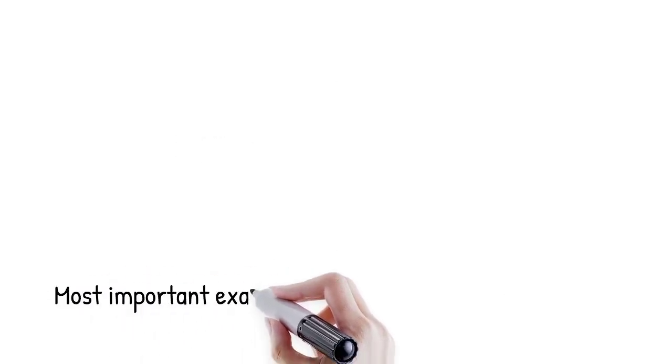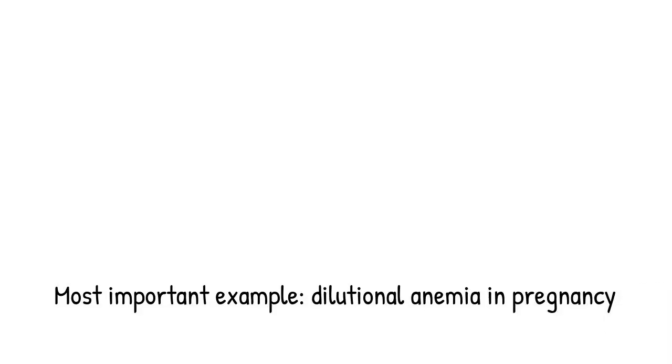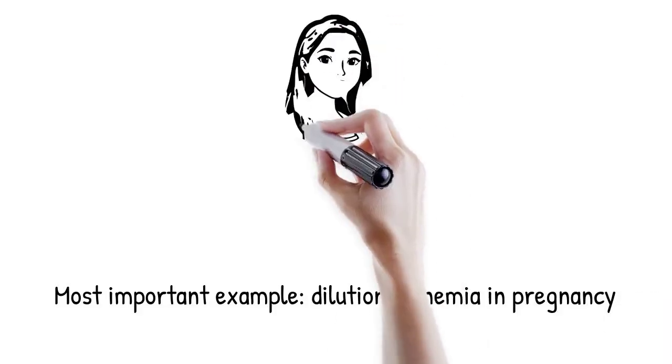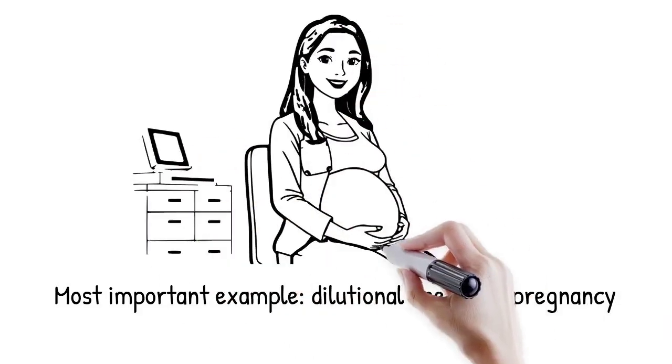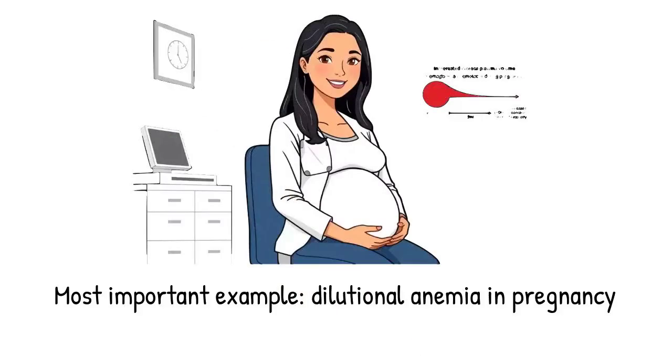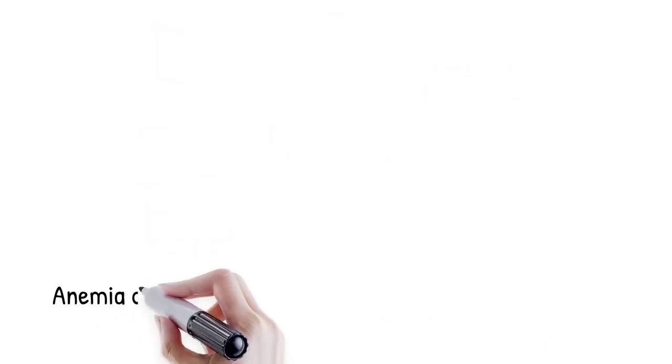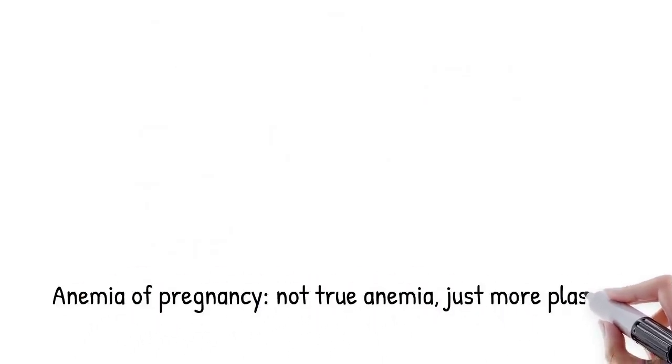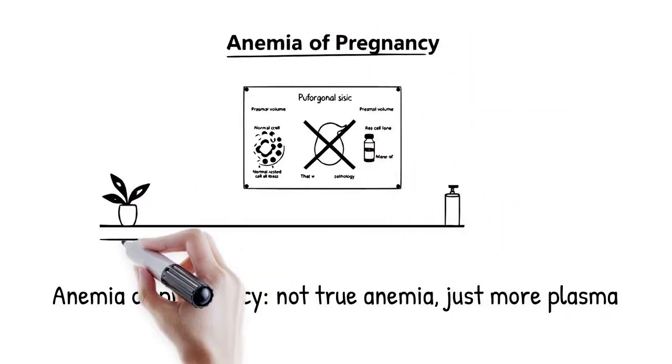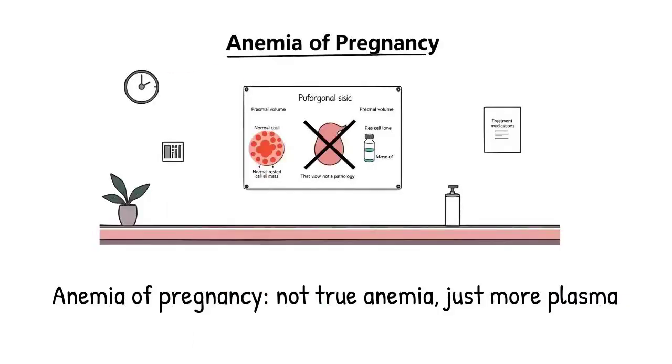The most clinically important example of this is pregnancy. In pregnancy, plasma volume expands significantly. As a result, hemoglobin and hematocrit values fall measurably. But, and this is the key point, there has been no true reduction in red cell mass. The body has simply added more fluid. So, what we call the anemia of pregnancy is not actually anemia at all. It is a physiological manifestation of increased plasma volume, and it should never be treated as a pathological red cell deficiency.